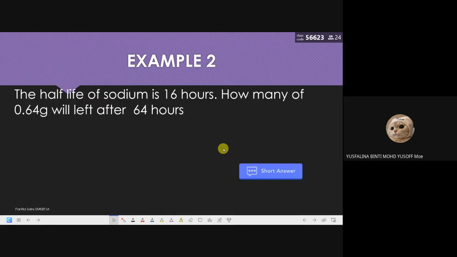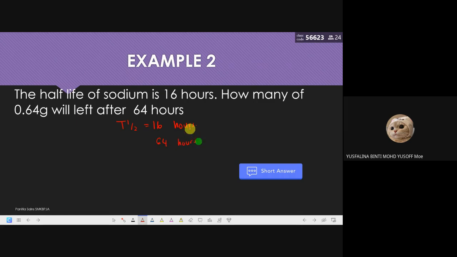Example 2. Here it says the half-life is 16 hours. Now it asks how much of 0.64 gram will be left after 64 hours. So for this one we have to know how many half-lives there are in 64 hours.